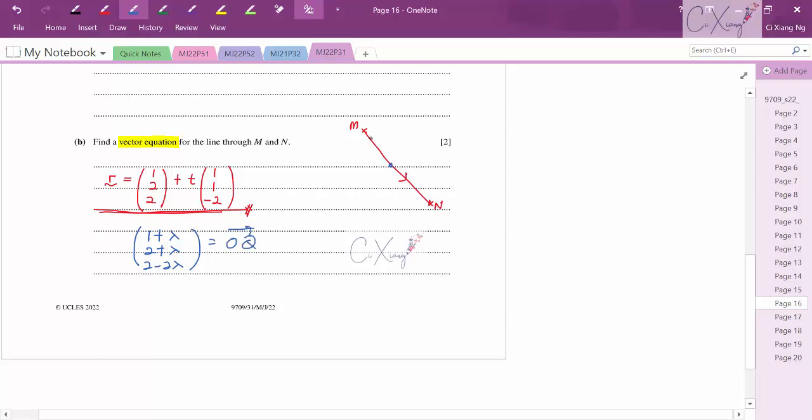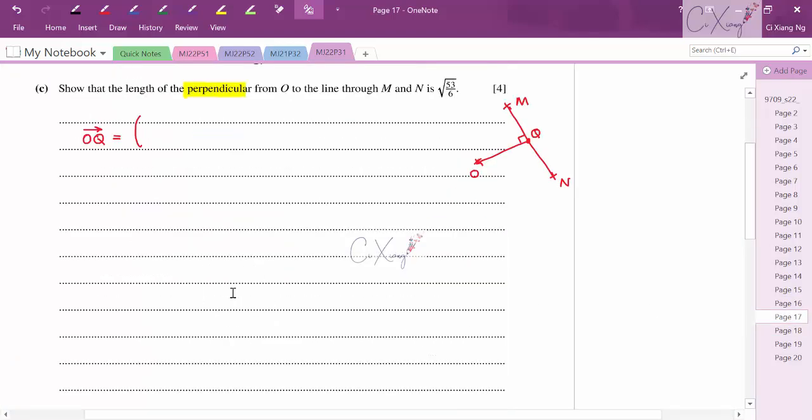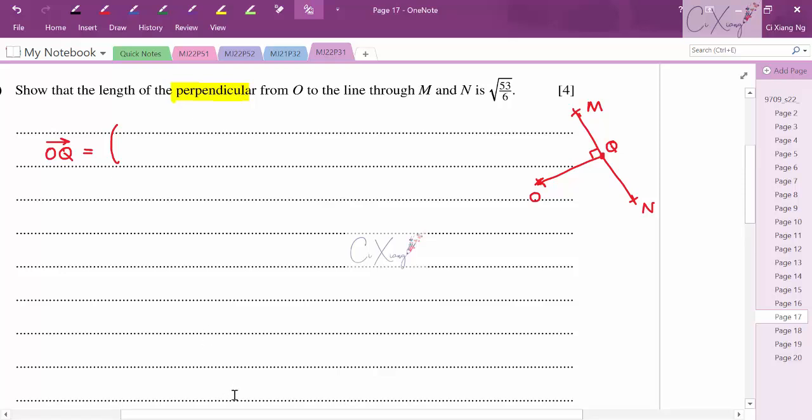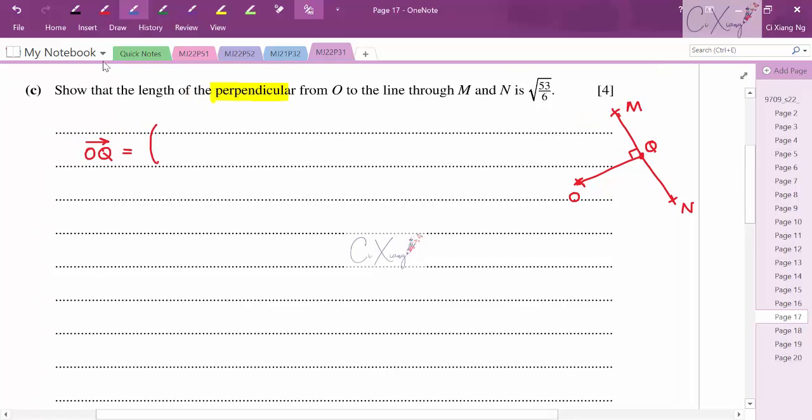For any single value of t on the vector equation, it represents a point on the line. Therefore, OQ is also a point on the line, correct or not? Therefore, I will just denote the t by using lambda. So I will proceed back to part C here. Just now we already know that our position vector for Q will be equal to (1 + lambda, 2 + lambda, 2 - 2 lambda).